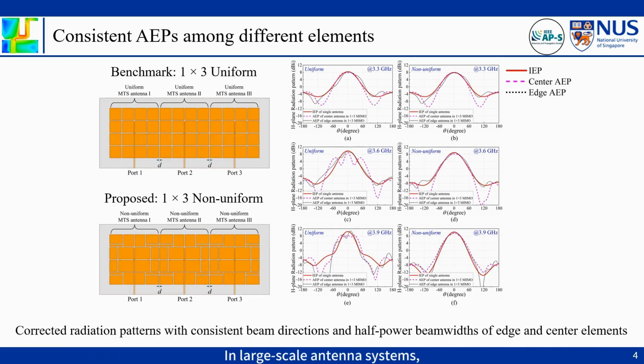In large-scale antenna systems, truncated and asymmetric environments pose challenges for broadband radiation pattern restoration, particularly in maintaining consistent active element patterns across different elements. To validate the proposed radiation pattern restoration method and its scalability, a 1x3 non-uniform metasurface antenna system is designed as the minimum scalable multi-antenna configuration, and compared with its uniform counterpart.